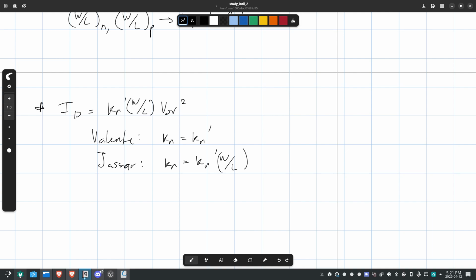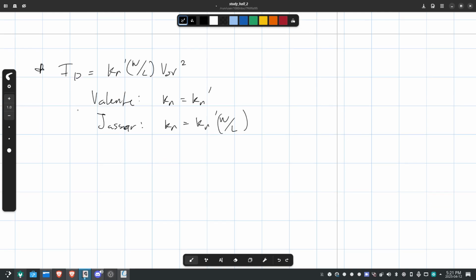Jassar does not. And I don't know who's correct or what's even the difference, because in the question you might be given Kn is equal to, say, 400 milliamps per volt squared. Is this Kn W over L, or is this just Kn? No, I'm in Valente's class, so all of my reviews are based off Valente. Because Valente is a coordinator, I'm going to be assuming this, but generally speaking, online, this is correct.